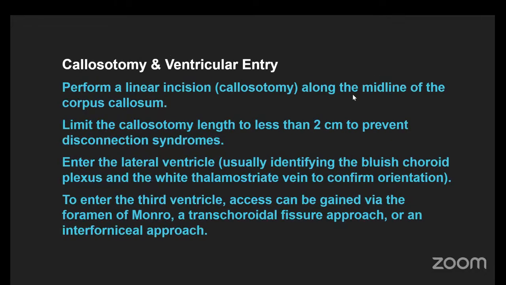Okay, once you have entered the lateral ventricle and you have identified the choroid plexus and the thalamostriate vein, now it depends where your pathology is. Assuming it was in the lateral ventricle, then you can proceed for the orientation first and then for the debulking of the lesion and hemostasis. If your goal was to enter the third ventricle, then there are 3 access routes: foramen of Monro, a transchoroidal approach, an interfornical approach. In fact, there are 4 routes. I forgot to write the 4th one here. There is a subchoroidal route as well.